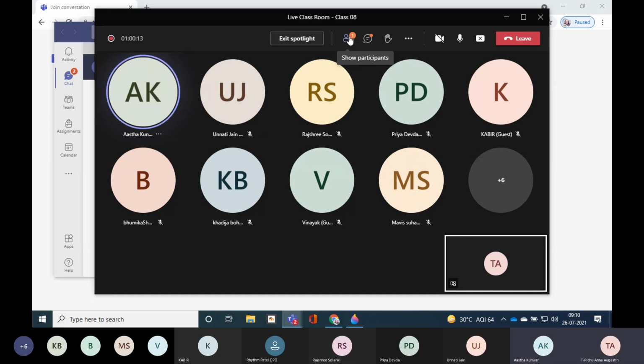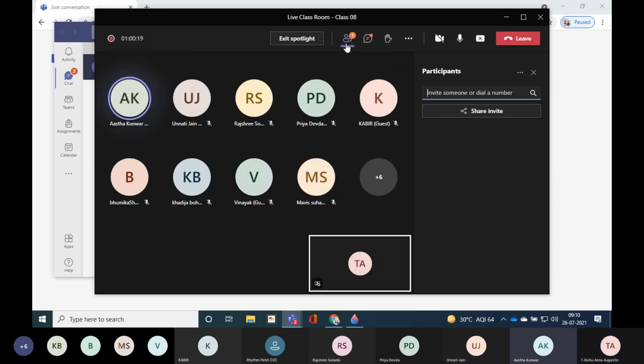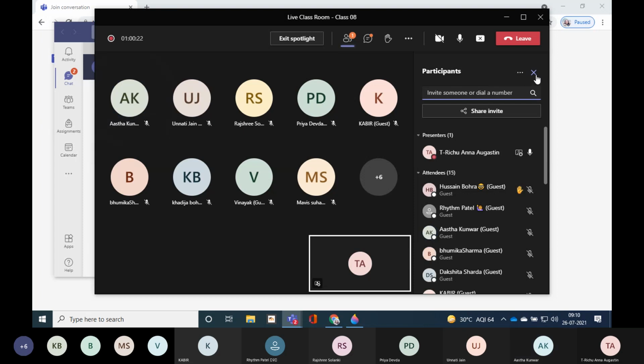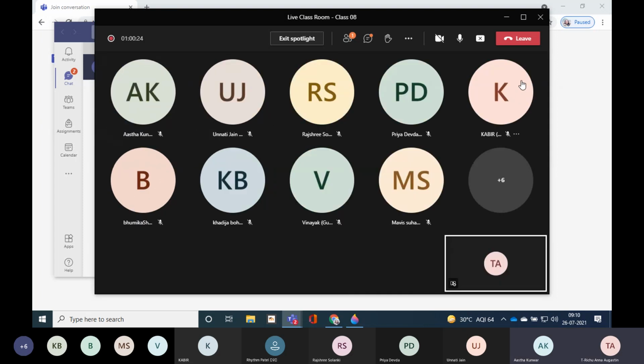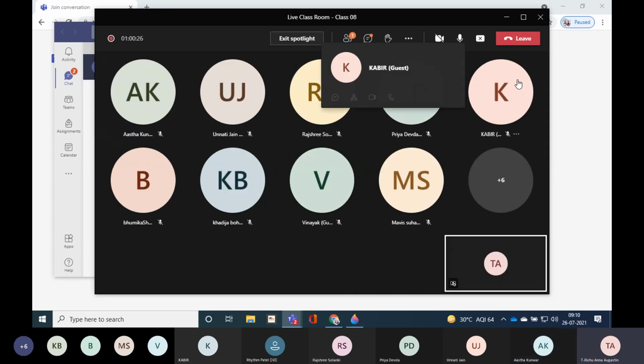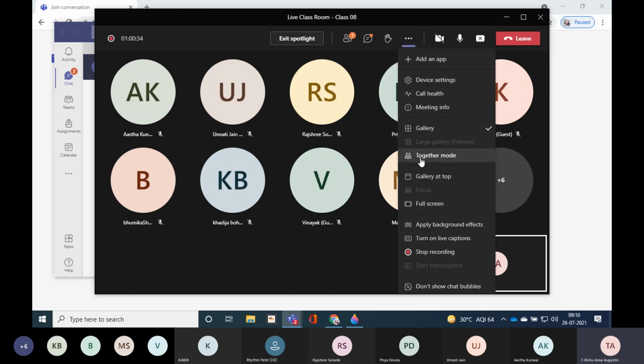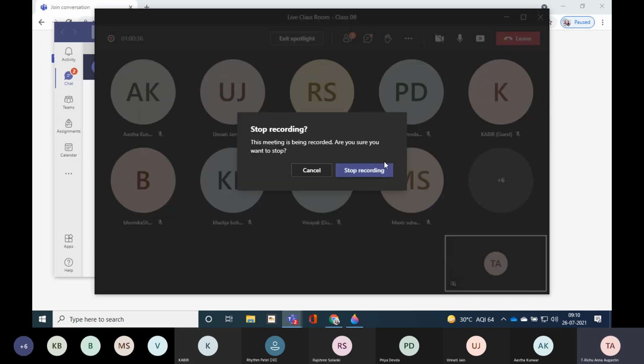Ma'am, when will the first unit exam be? FA1? Yes, you're talking about FA1. It will be in the month of August after Independence Day. After Independence Day, your FA1 will be conducted. So be prepared. Start studying now itself. Don't wait.